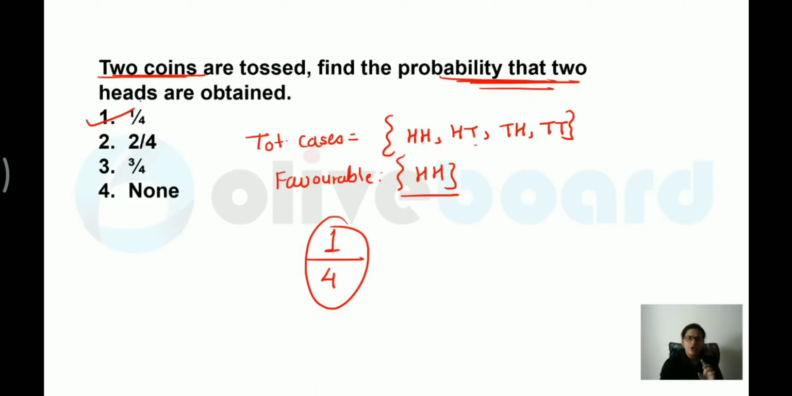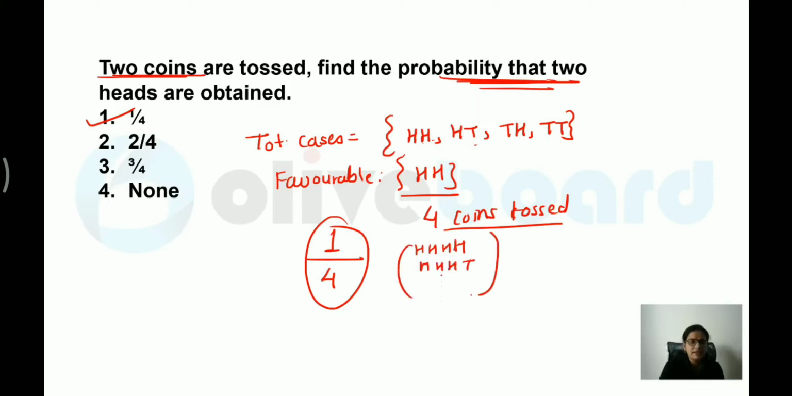Now it is not always possible to write down all the possibilities. For example, if I give you 4 coins tossed, how many outcomes are possible? You cannot manually write head, head, head, head and head, head, head, tail. Likewise, we cannot write down the possibilities. So how do we calculate the total value? There are 4 coins, and each can have 2 outputs, either head or tail. Similarly, this can have 2 outputs, this can have 2 outputs, and this will have 2 outputs.